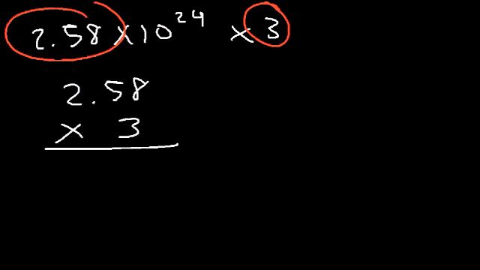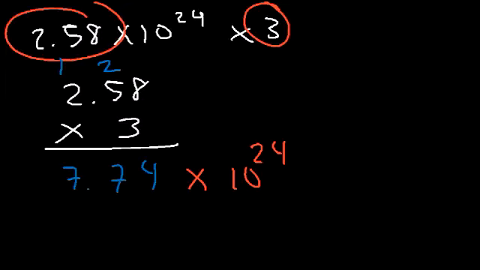8 times 3 is 24, and so let's put the 2 on the other side. 3 times 5 is 15, add 2, that's 17, and 2 times 3 is 6, add 1, that's 7, so it's 7.74. So we have 7.74 times 10 to the 24 chlorine atoms, or chloride ions, in 4.3 moles of aluminum chloride.